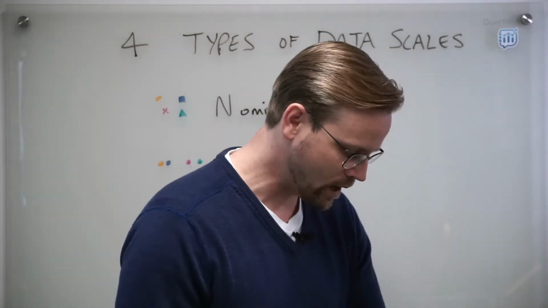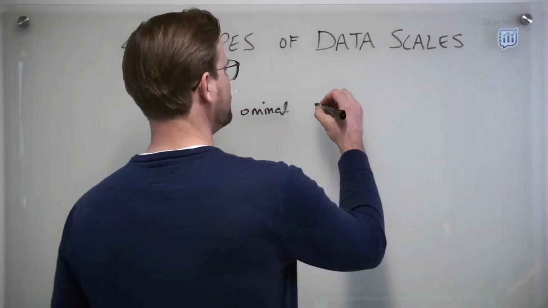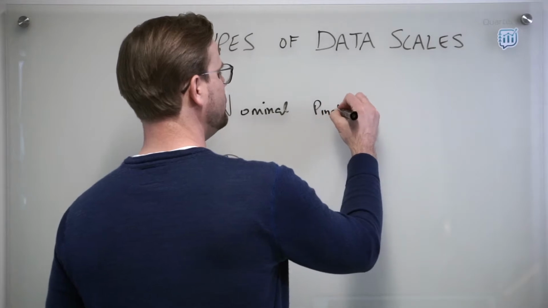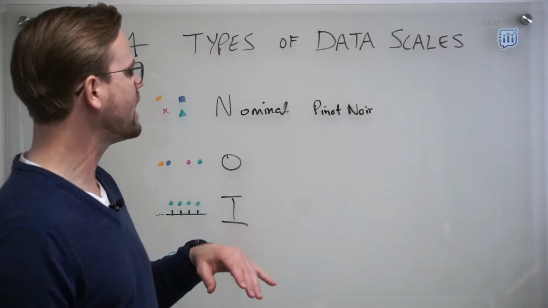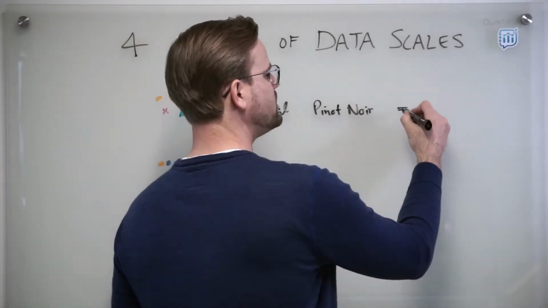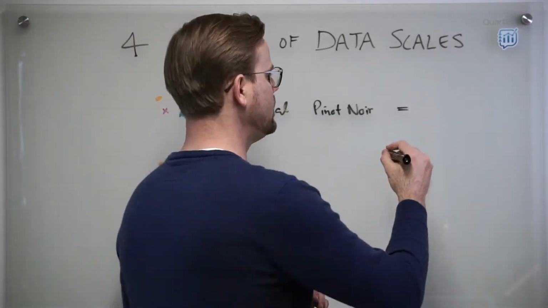What would that be with wine? Well, I could use a lot of things. Let's go with maybe the type of wine, like Pinot Noir. It could be Cabernet Sauvignon. It could be Merlot, right? There's lots of different kinds of wines. I'll pick that one. Now, what does this give me? It gives me the idea of equal to or not equal to.